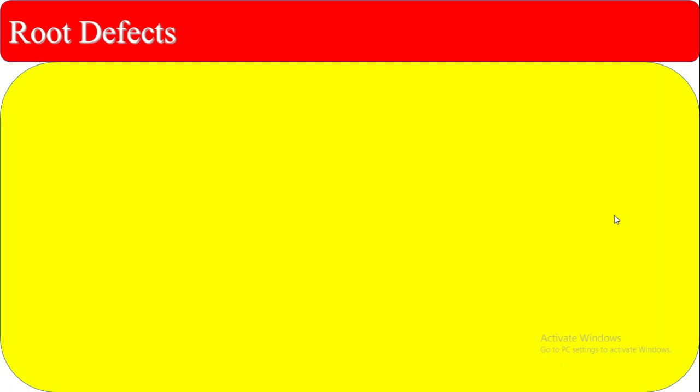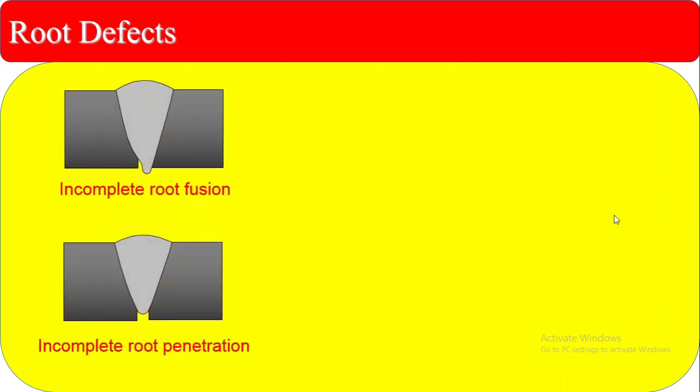Now we have to check the root defects. How many types of root defects are there? You see there, it comes under lack of fusion also. Fusion is not there, that's why it's incomplete root fusion. You see, root fusion is not there in that area, on the left hand side of the parent metal. That is called incomplete root fusion, a root defect.